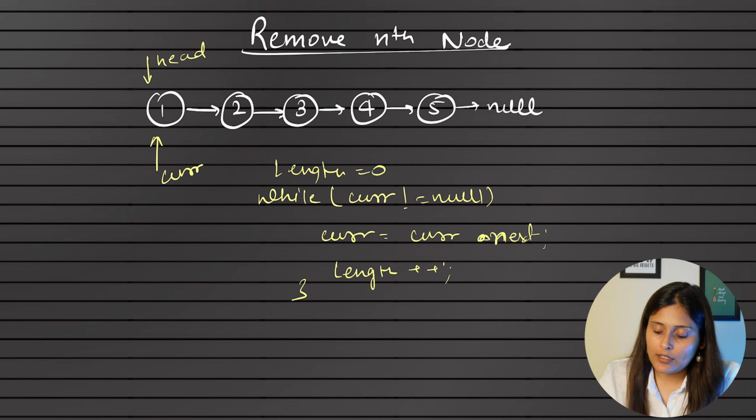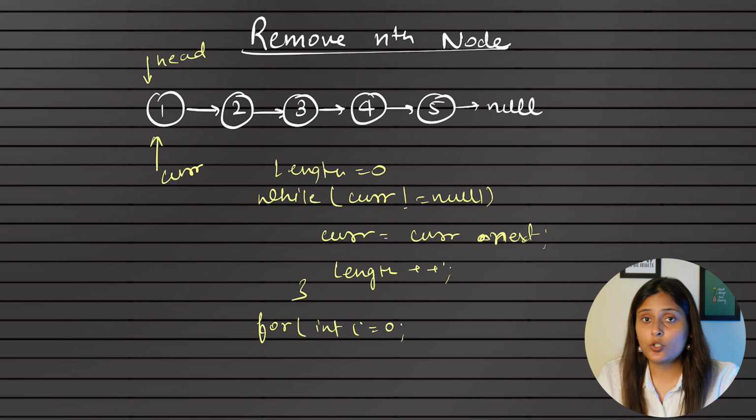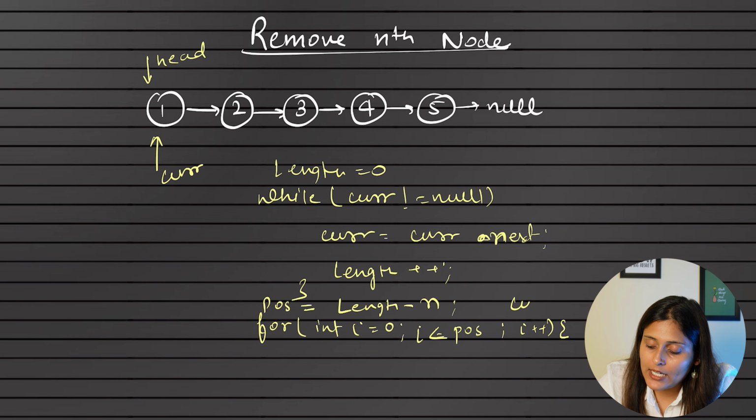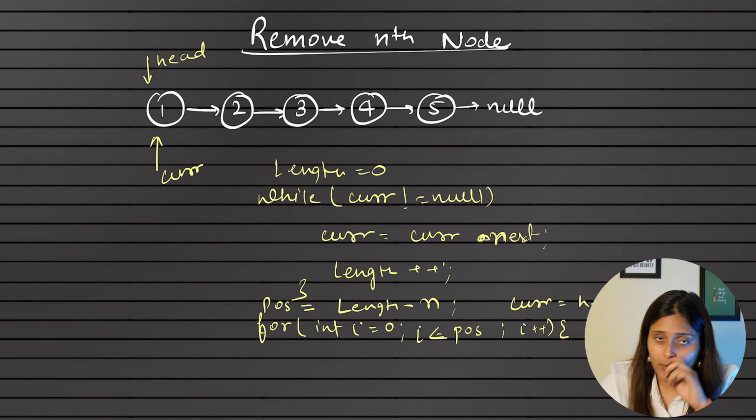So you can either add a for loop: for int i equal to 0 to, let's say, the position we have to travel. So position will be nothing but length minus n. So we have to traverse till position, and we will keep on doing i plus plus. So now let's restart our current pointer from head. Okay, and now we'll just keep on moving current is equal to current dot next.